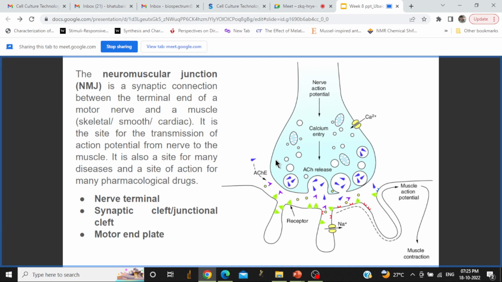So the neuromuscular junction is a synaptic connection between the terminal end of the motor neuron and the muscle, which may be skeletal muscle, smooth muscle, or cardiac muscle. These are all the three muscles which contract, and they receive motor innervation from the brain to control their contraction. This synapse is called the neuromuscular junction, and it connects the nerve to the muscle.